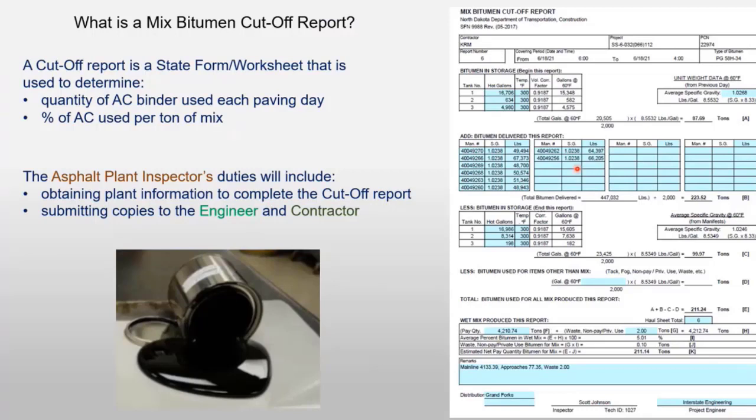Basically, this is the heart of what happens out there as far as the binder's concerned. It tells you two things: the quantity of binder that you use during the day, and the percent of binder in the mix. Now we have a range. If we want 5% in the mix, we want to end up with that. We want to do this cutoff and find out those two things.